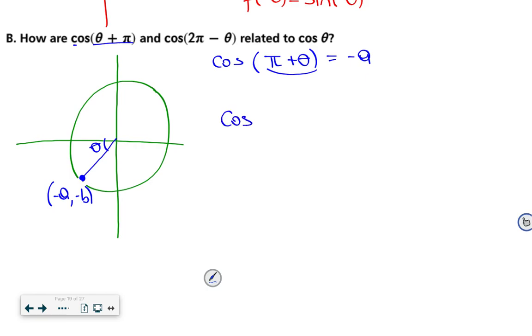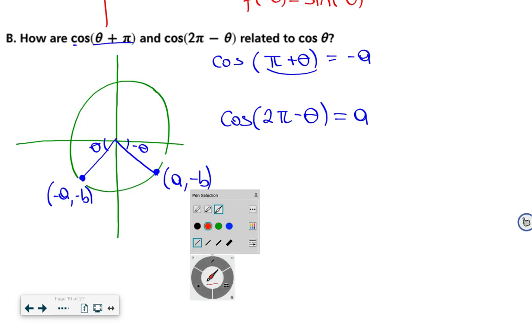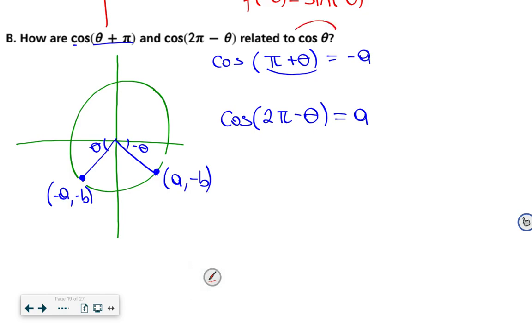What about cosine 2 pi minus theta? Cosine 2 pi minus theta is going to be located in the fourth quadrant. This is negative theta. And what is the x value? It is A, which is positive. What is the y value? It is negative B. So cosine 2 pi minus theta is located in the fourth quadrant, and this is going to become A.